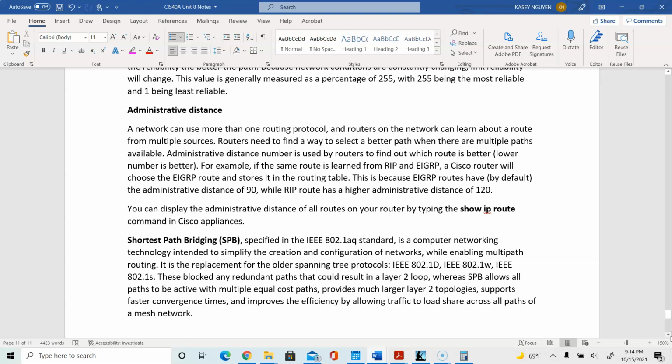Shortest path bridging, SPB, is a specified standard. It is the replacement of spanning tree. It does have a faster convergence by looking at larger topologies to support the convergence time. It helps in traffic load and also sharing all paths on the network.